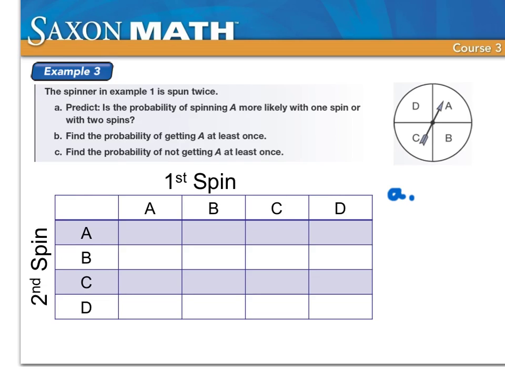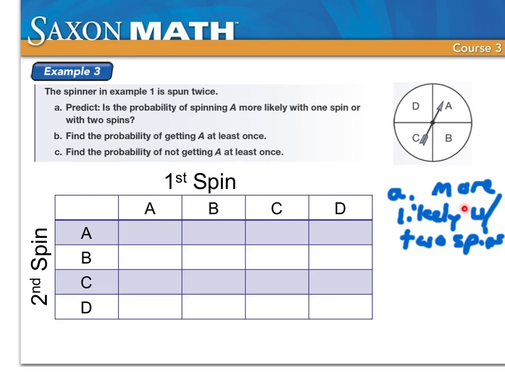The first time we spin, there's 1 chance of getting A. If we spin it again, there's another chance of getting A. So that's 2 possible chances that we've got all of a sudden. So the probability should be more likely with 2 spins.